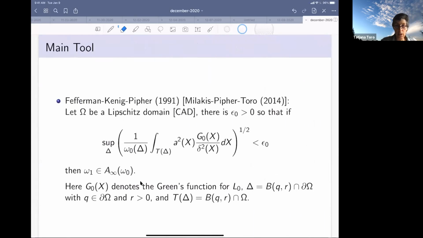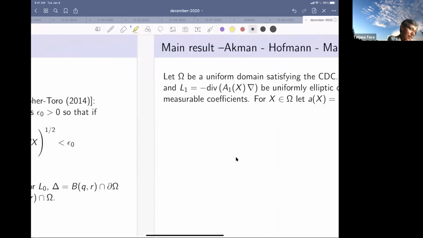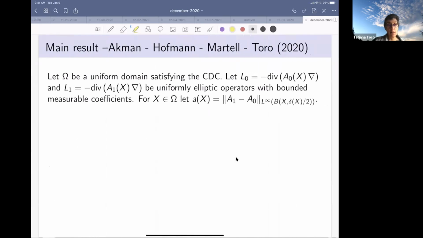So here, G0 denotes the Green's function of L0 with a point that's roughly inside. So again, every time you have a theorem with a hypothesis that does not appear to be used in the conclusion, one wonders. And so that's what I wanted to talk about. So this is the main result I wanted to discuss. This is joint work with Murat Akman, Steve Hofmann, and Chema Martell.